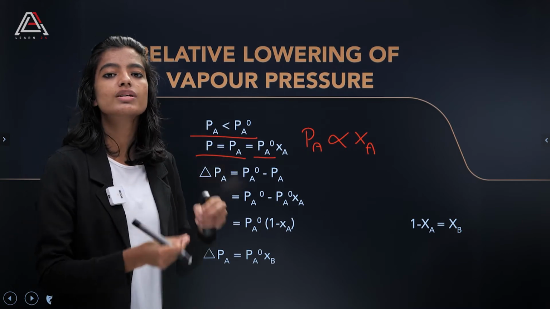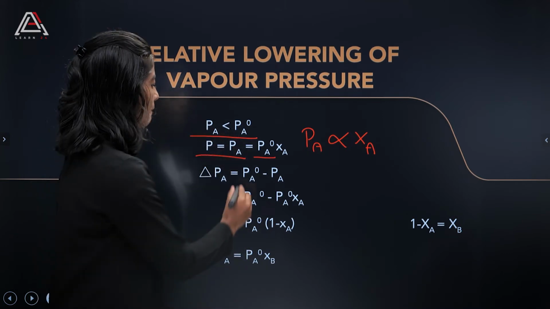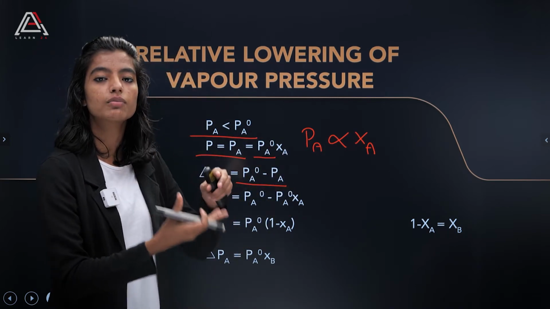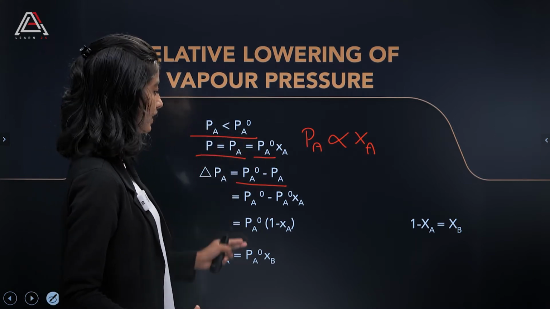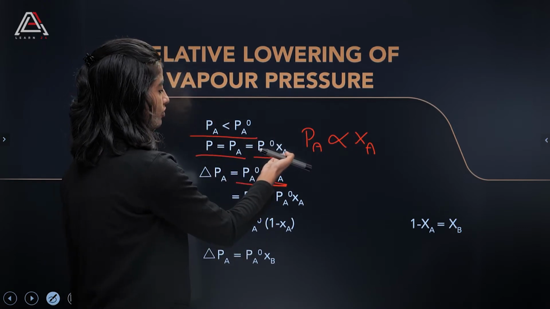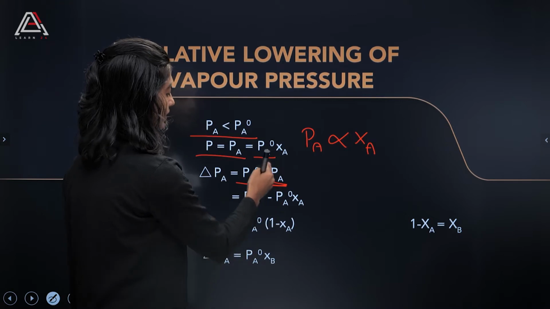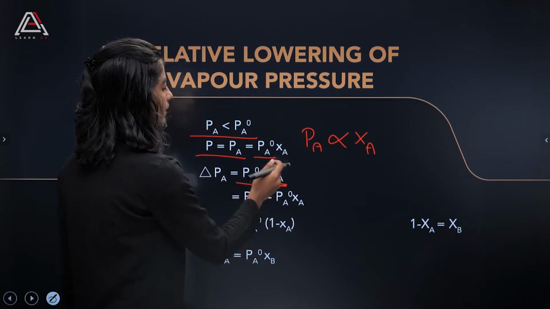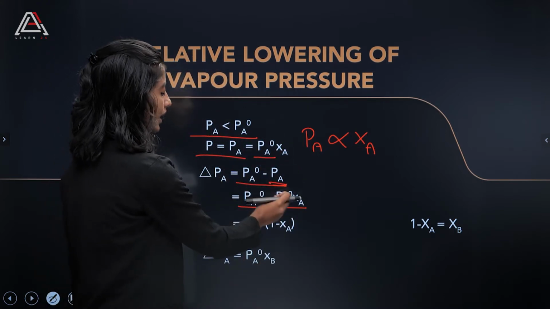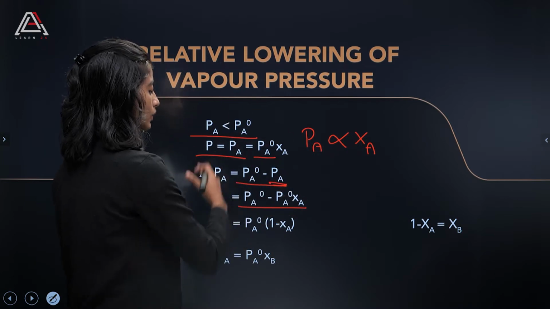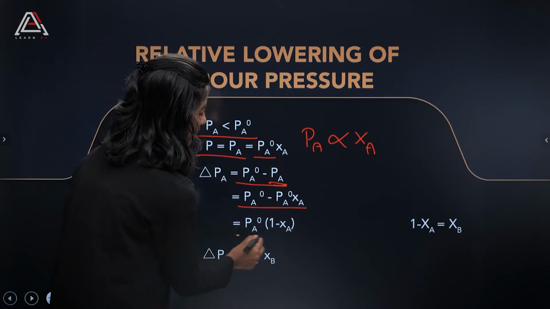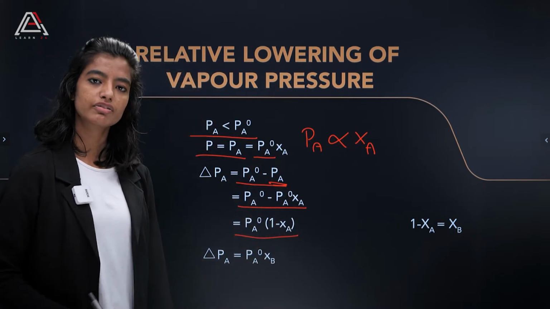In order to know how much vapor pressure has lowered, PA0 minus PA, I can get how much vapor pressure has lowered, that is delta PA. Now, we know the value of PA, right? PA is equal to PA0 into mole fraction of A. I have substituted that: PA0 minus PA0 into mole fraction of A. In this equation, PA0 is common, right? So, I took PA0 outside. I got the equation PA0 into 1 minus mole fraction of A.